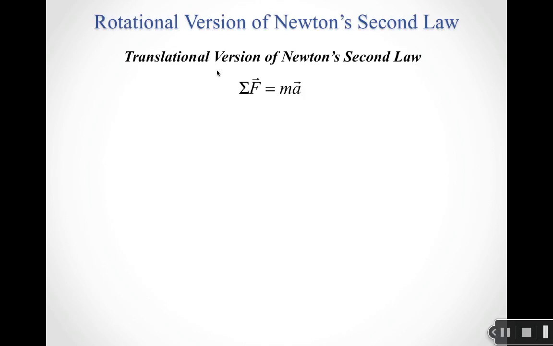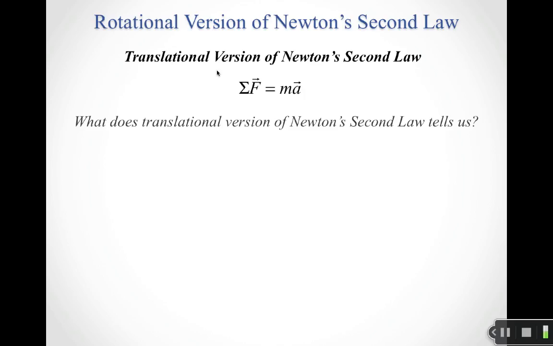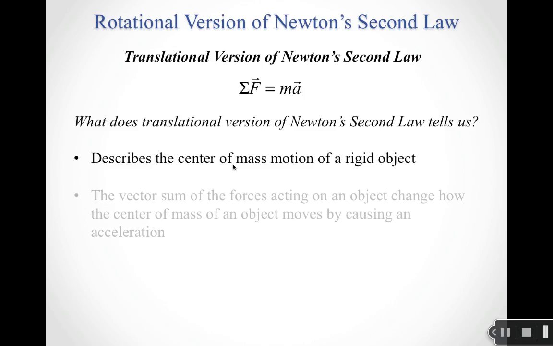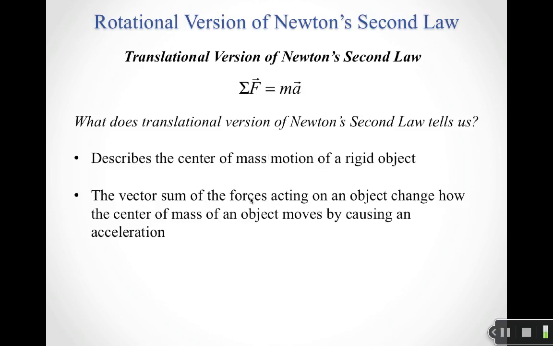Up until now, we've basically been able to treat every object we dealt with as if it were a point particle. And so what this particular equation has told us is that it's basically described the center of mass motion of a rigid object. So if you can act like your object is simply a point particle, then the only thing that's moving around is the center of mass. And that's the way we've treated everything, because our free body diagrams up until now, we've drawn everything as a single point.